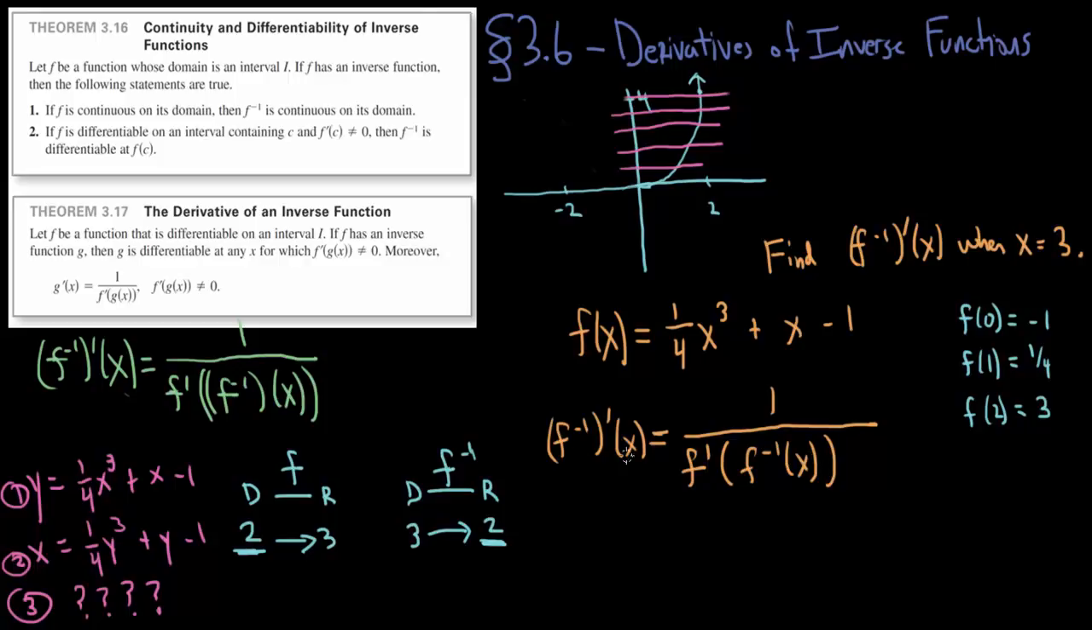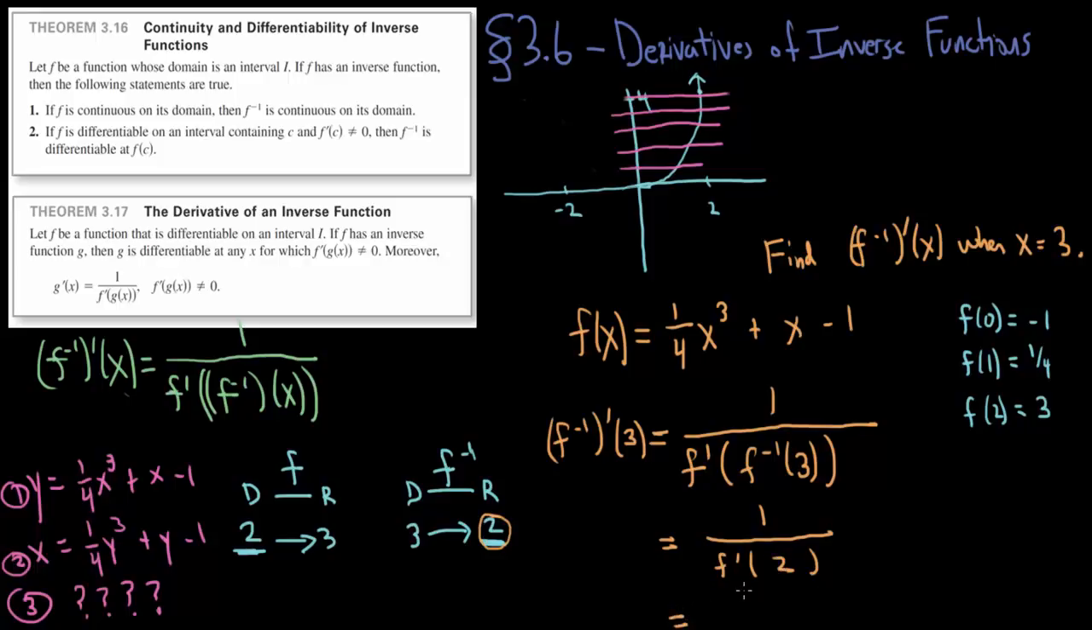Now, let us replace these x's with the value we're concerned with. Okay, we're concerned with x equals 3. So, like so, and like so. So what's this equal to? Well, this is equal to 1 divided by f prime. Well, what do we know that f inverse of 3 is? F inverse of 3 is 2.